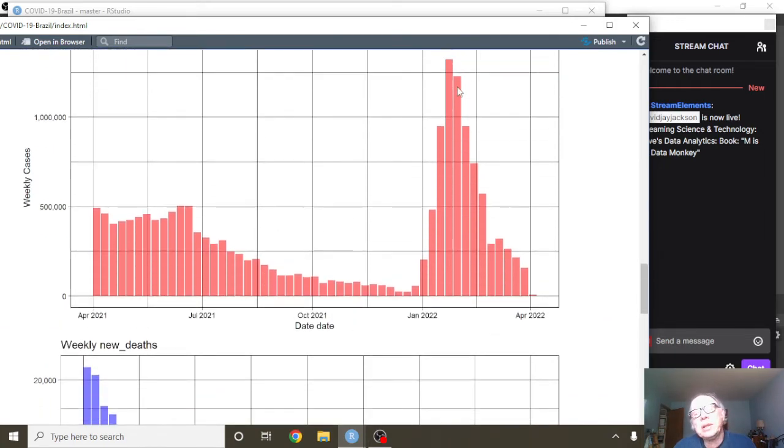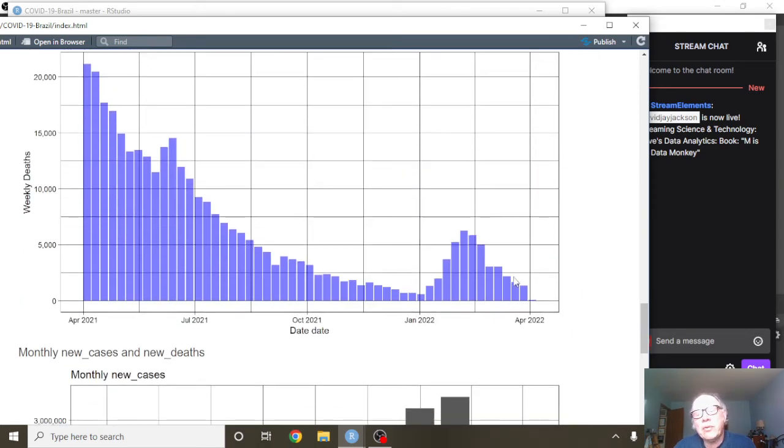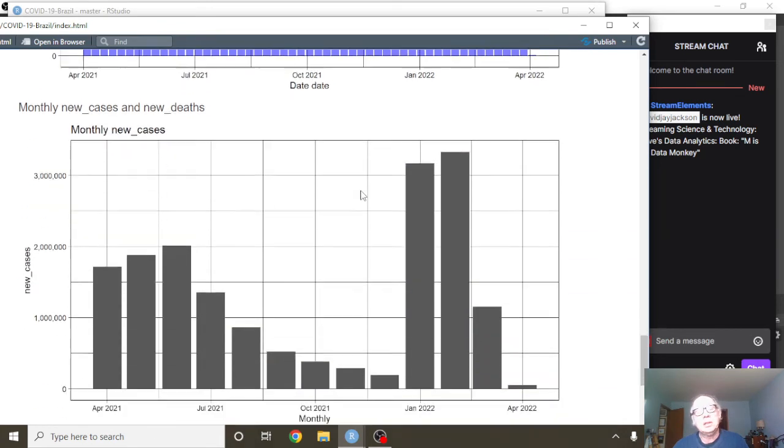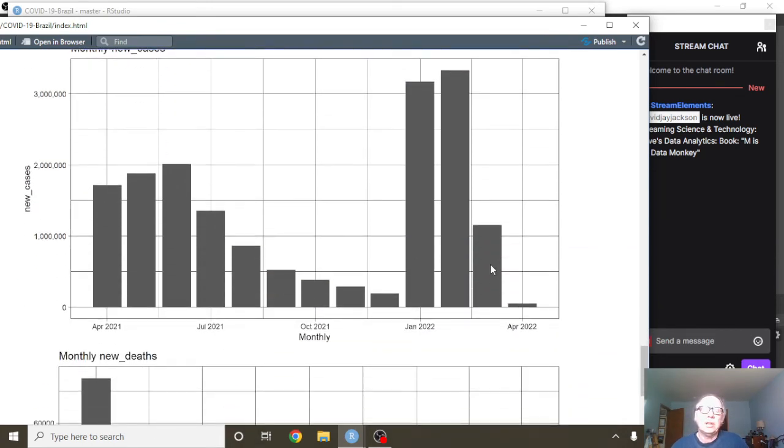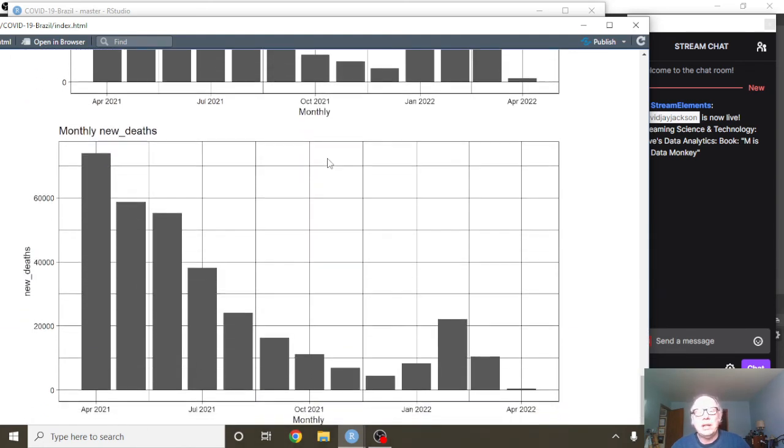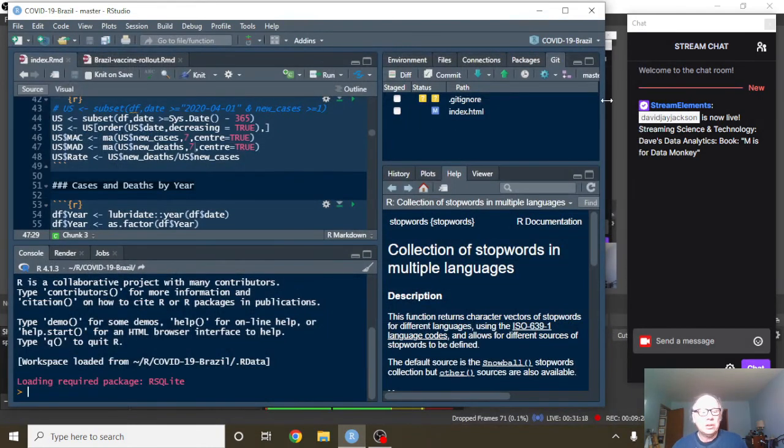Again, you can see this nice big declining pattern for COVID-19 cases on a weekly basis, and a nice declining pattern for COVID-19 deaths on a weekly basis. Monthly cases, the good news is that March's cases were way lower than the previous 2 months. What about deaths? March deaths were lower than February's deaths, but they were still higher than these 3 months here. But the good news is that it was significantly down from the February deaths for Brazil. Okay, so that concludes the report for Brazil for today.